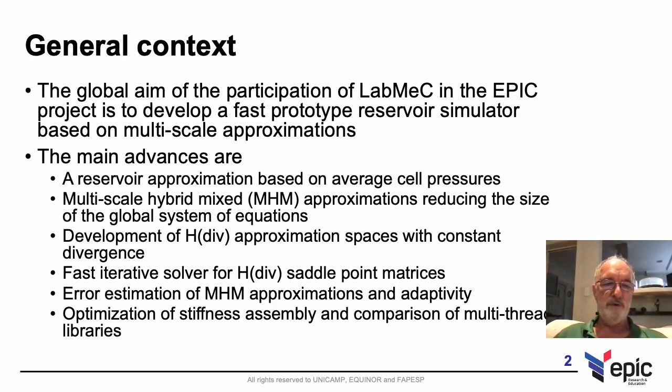So Gustavo worked on an error estimation of MHM approximations and incorporated adaptivity. The reason for that is if you reduce the size of the equations through the multiscale method, there are certainly problems for which the MHM method induces a large error. And so by performing error estimation and adaptivity, we solve this problem. And Victor has worked on the optimization of the stiffness assembly and has compared the execution time using different flavors of the multi-thread library.